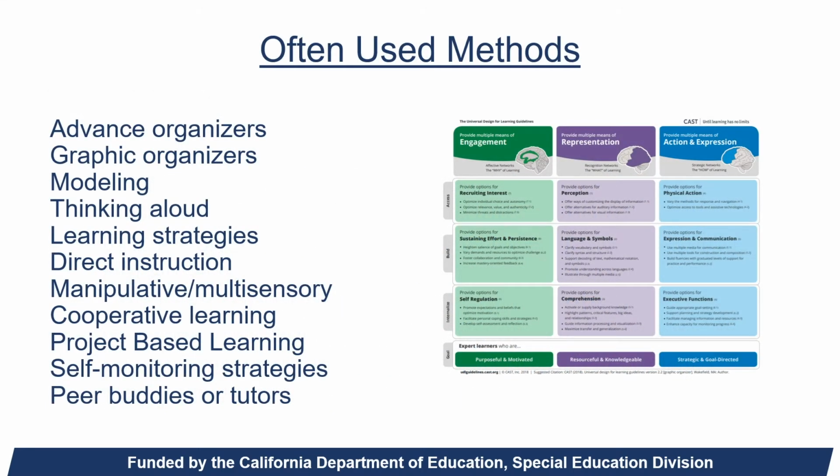A few examples of methods often used in addition to the UDL guidelines are advance and graphic organizers, modeling, think alouds, learning strategies, direct instruction, manipulative or multisensory approaches, cooperative learning, project-based learning, self-monitoring strategies, peer buddies or tutors. When determining the methods, also consider the prerequisite skills students would need in order to be successful within those methods. For example, if we're using cooperative learning, do students know how to work in groups? If we're using project-based learning, do students have the skills to be independent and guide their own learning? If not, what skills do we need to teach in addition to the lesson goal?